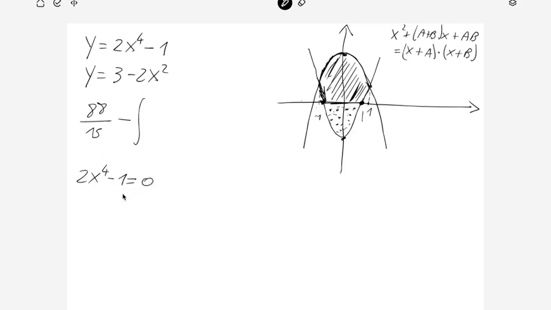2x to the 4 minus 1 is equal to 0. Well, it is very easy. 2x to the 4 is equal to 1. So x to the 4 is equal to 1 over 2. We compute the root of index 4. So we have plus or minus the square root of 1 over 2. That can be written as 1 over the square root, sorry, the root of index 4 of 2.